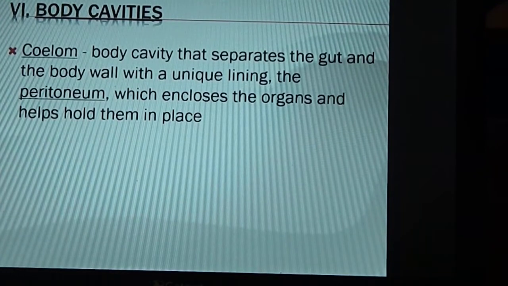Body cavities, all right? More complex animals have a complete coelom. Coelom is a body cavity, and that body cavity, if it's a true coelomate, has a lining in it that separates the digestive organs from the rest of the body. And that lining is called the peritoneum. It encloses the organs and helps hold them in place.